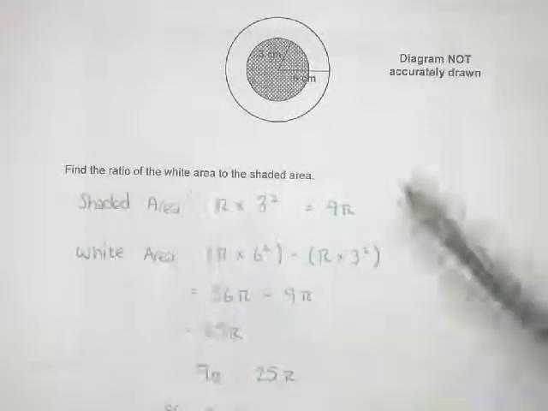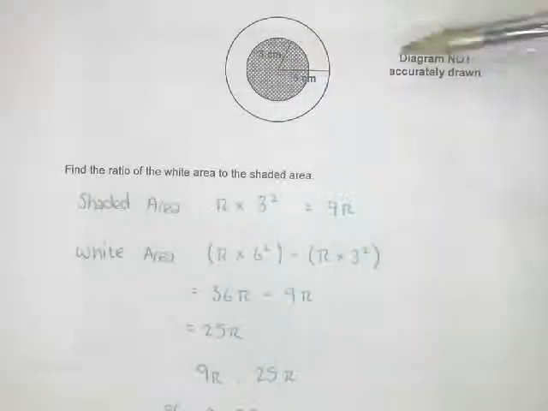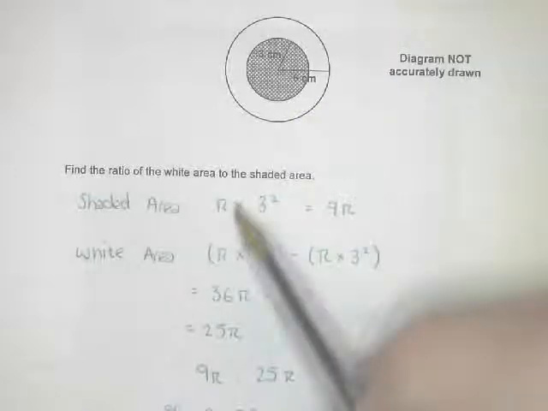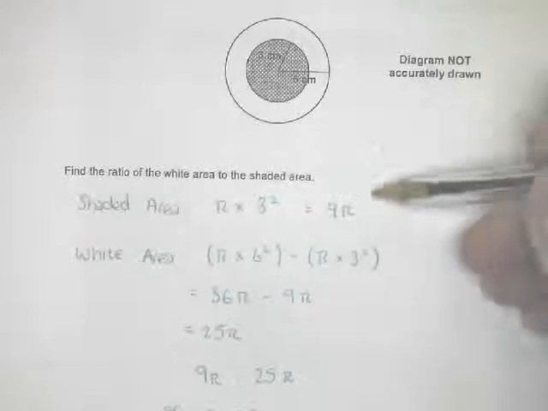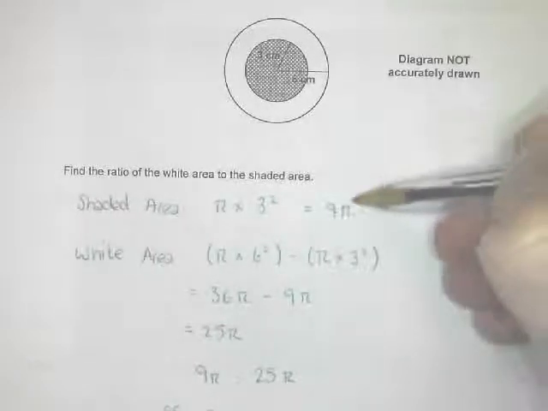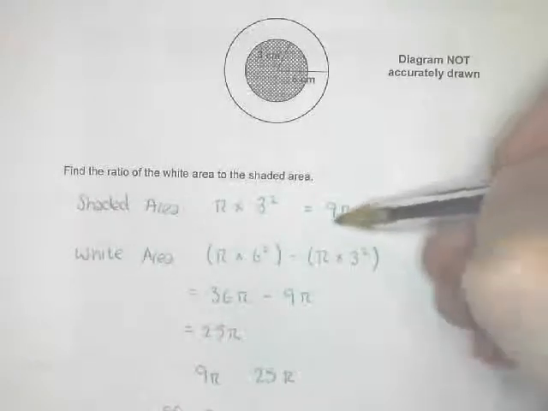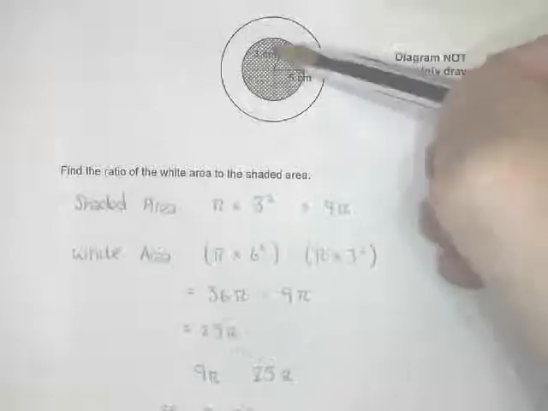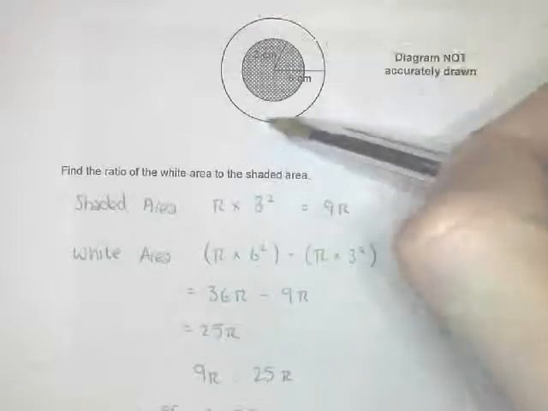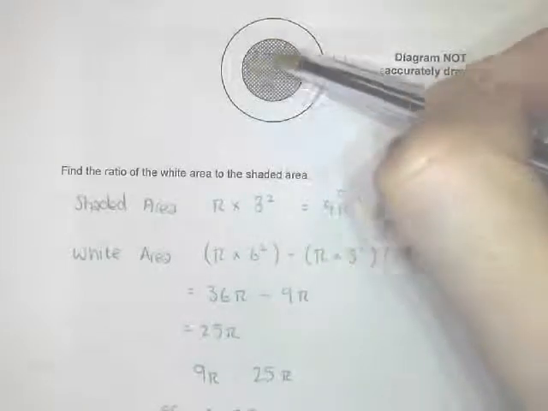So now to the ratio that it's asked for, white to the shaded area. Well, we said that this is the wrong way around. The white area that we found here was 25 pi, and that needs to be to the shaded area of 9 pi. Now because these have both got pi, we can simplify it like we would do anything else. Divide both of these by pi to leave us with 25 to 9.